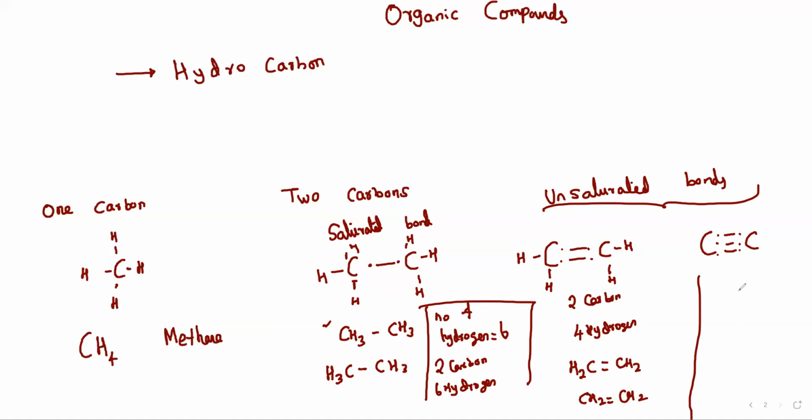And here, 2 carbons with only 2 hydrogens. So for this carbon, only 1 hydrogen is joined, and for this carbon, only 1 hydrogen is joined. So this carbon needs 3 more electrons to be shared. So it shared 3 electrons with this carbon.